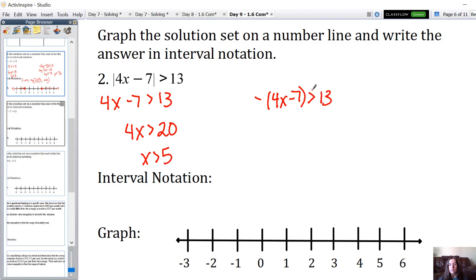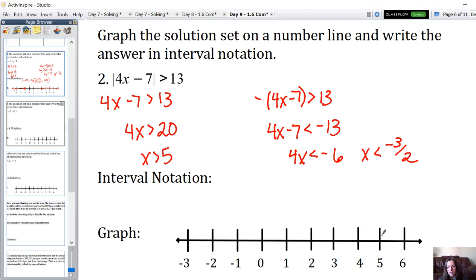Case 2, I'm going to divide by that negative 1, so 4x minus 7 is now less than negative 13. Add 7 to both sides, so now 4x is less than, and negative 13 plus 7 is negative 6. And then divide by 4, x is less than negative 6 over 4, which reduces to negative 3 over 2.